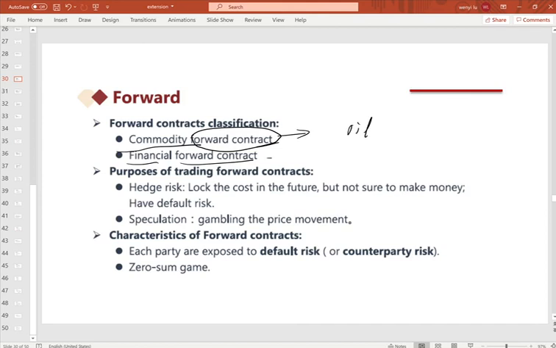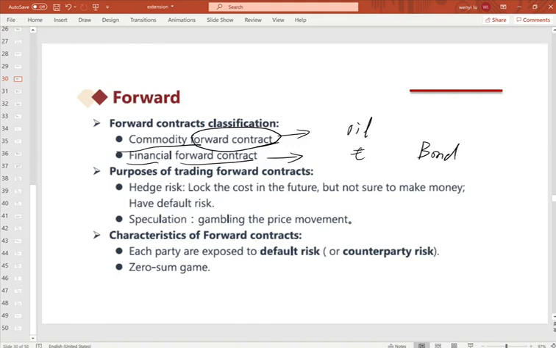For a financial forward contract, for example, you sign a forward contract to buy foreign currency, for example, to buy euros three months later at a given exchange rate. It's a financial forward contract. Or you can sign a contract to buy, for example, a treasury bond three months later. So it is a financial forward contract. The underlying asset is intangible. It's a financial product.